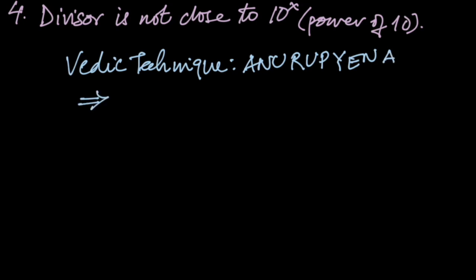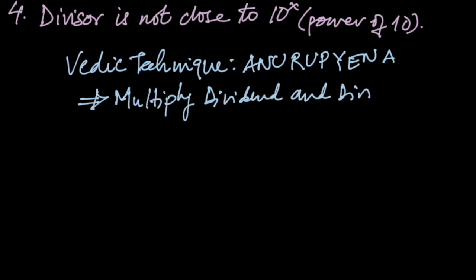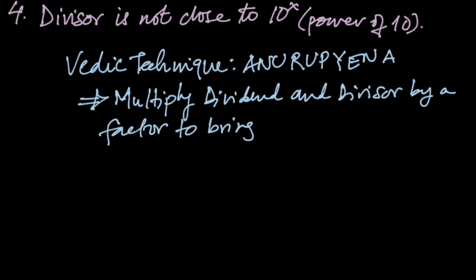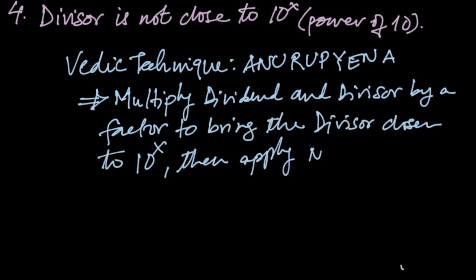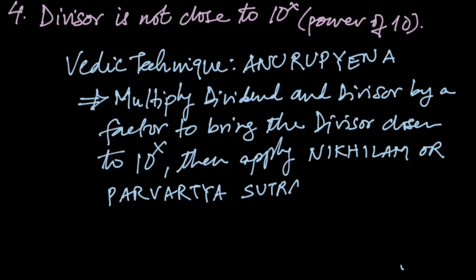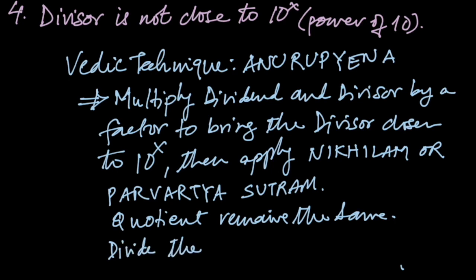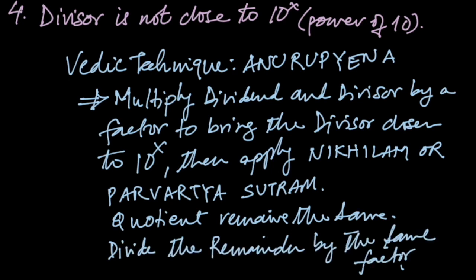In this case, what we do is multiply both dividend and divisor by a factor to make the divisor closer to some power of 10, and then we apply the Nikhilam or the Paravartya Sutram as appropriate. Once we get the quotient and remainder with the new numbers, the quotient remains the same, but we have to divide the remainder by the factor that we had multiplied the original number with to get the actual remainder of the original number. So let's do some examples and see how it works.